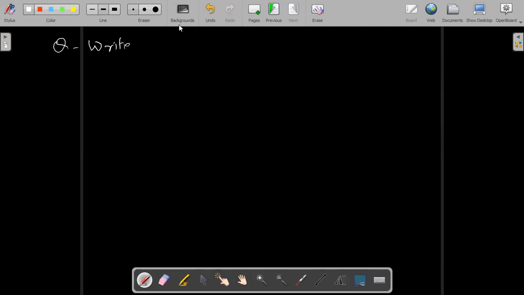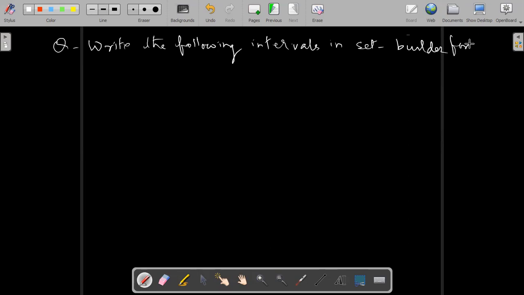Write the following intervals. Now intervals are given. I think you understood very well about conversion. So write the following intervals in set builder form. Now intervals are given. I take one by one.